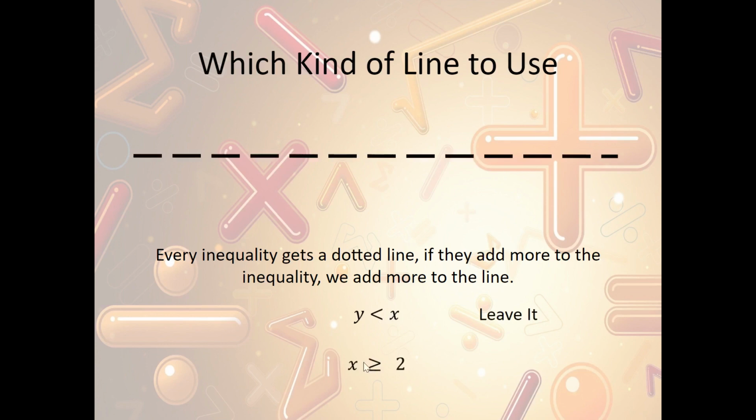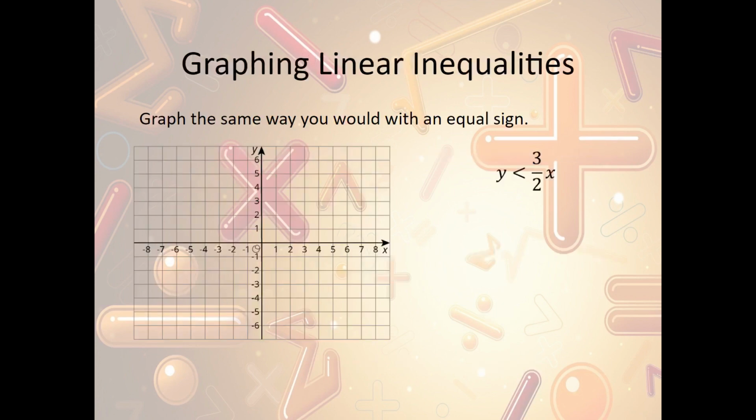Now, here's an example of x is greater than or equal to 2. Now, they did add something extra. They added the bar here. So we'll add to it as well, and we'll make this a solid line or a closed line. So how does that apply to our inequalities?